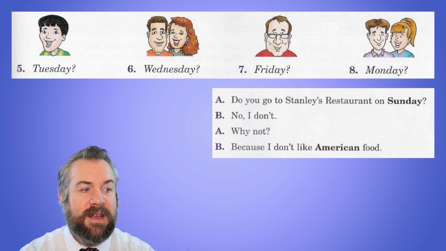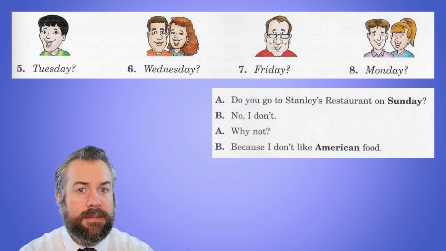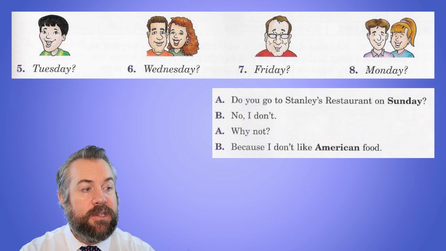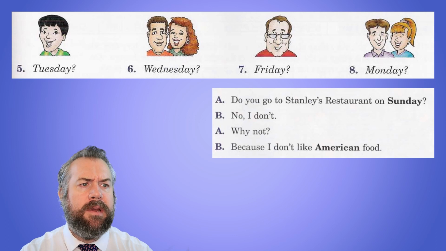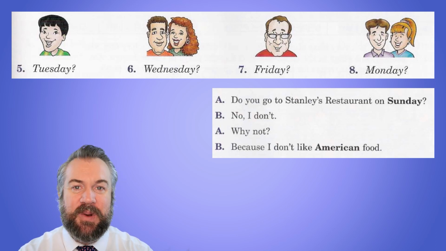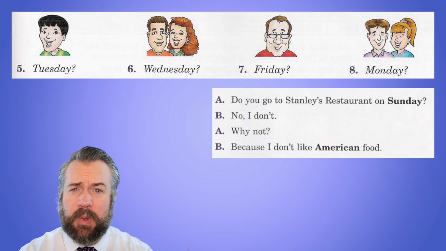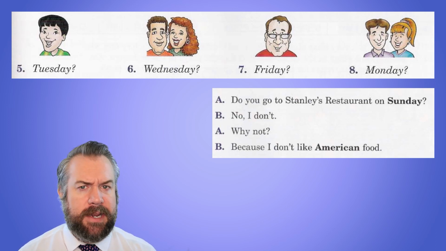Number 5. Do you go to Stanley's restaurant on Tuesday? No, I don't. Why not? Because I don't like Greek food. Some people don't like those kebabs, for example. Yeah. Number 6. Do you go to Stanley's restaurant on Wednesday? No, we don't. Why not? Because we don't like Chinese food. Okay, I thought everybody likes Chinese food, right?